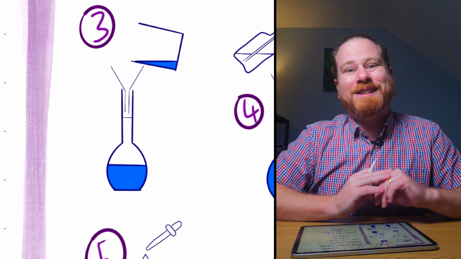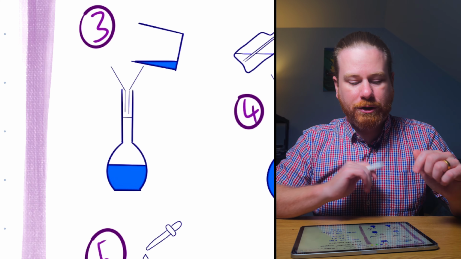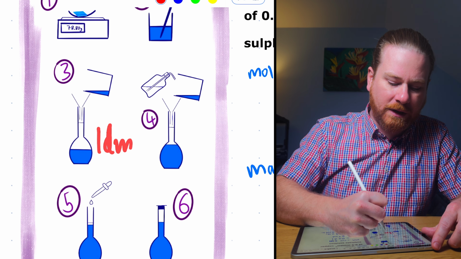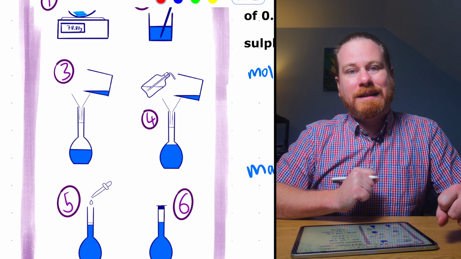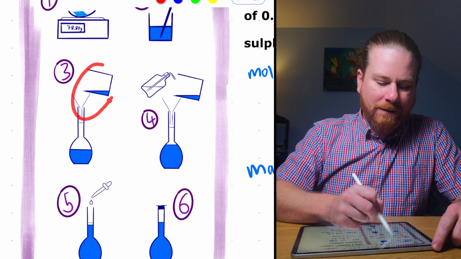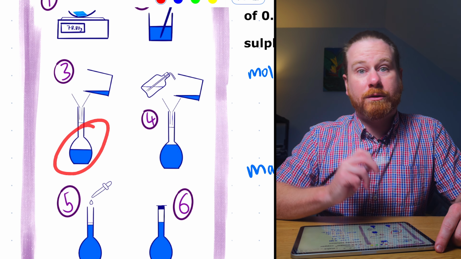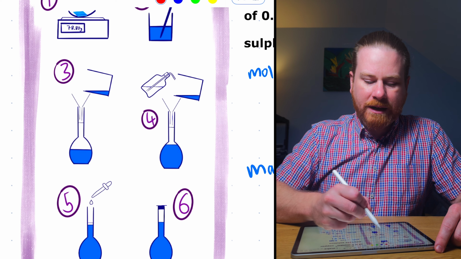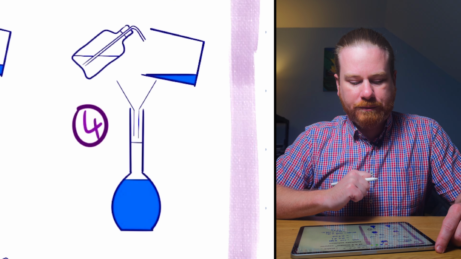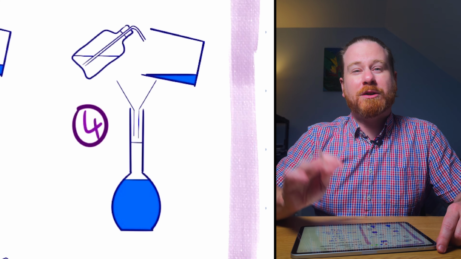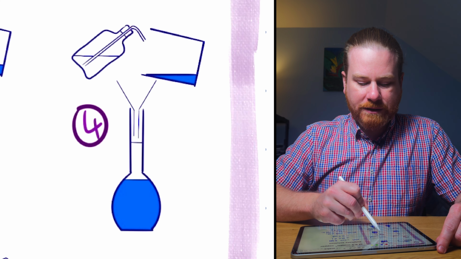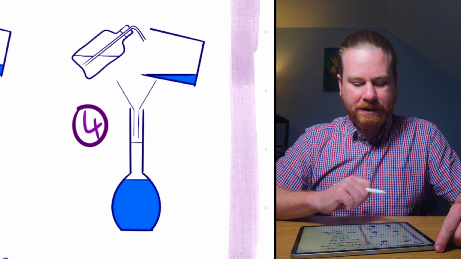The volumetric flask is the same size as the solution you want to make. In this case, our volumetric flask is going to be 1 decimeter cubed in size. So we're transferring everything from the beaker into the volumetric flask. Then we're going to be rinsing out the beaker with distilled water again, and this is just to make sure every little bit of copper sulfate from the beaker ends up in the volumetric flask.